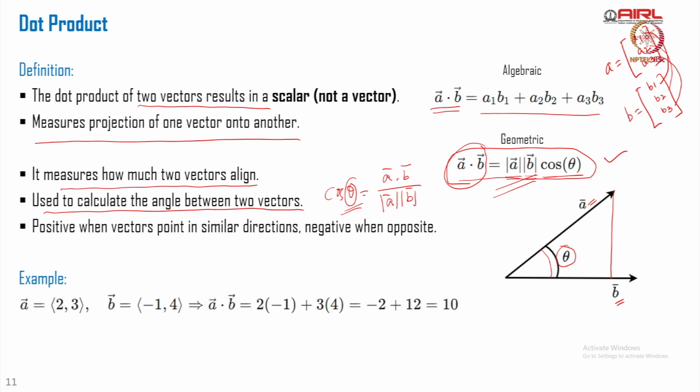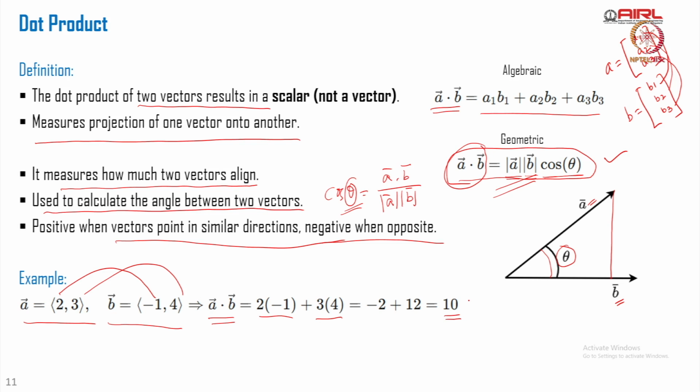This dot product is positive when the vectors point in similar directions and negative when they are opposite. Let's come to one example where the first vector A is 2, 3 and the second one is 1, 4. When it comes to finding the dot product, it becomes 2 multiplied by minus 1 and 3 multiplied by 4. So totally it becomes 10. Now we can check what theta is from here.